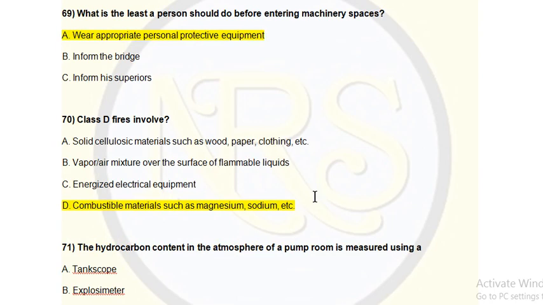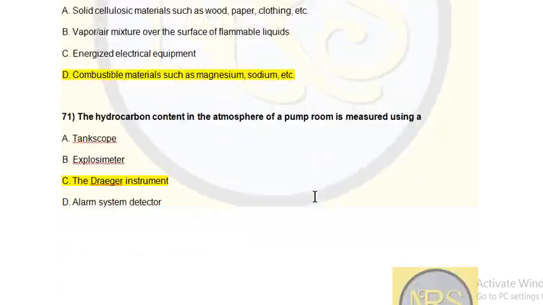Question 70. Class D fires involve option A, solid cellulosic materials such as wood, paper, clothing. Option B, vapor air mixture over the surface of flammable liquid. Option C, energized electrical equipment. Option D, combustible materials such as magnesium, sodium, etc. Class D fires refer to metal fires. So correct answer is option D, combustible materials such as magnesium, sodium, etc.